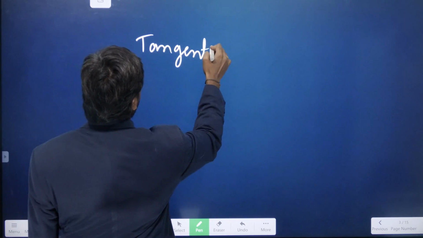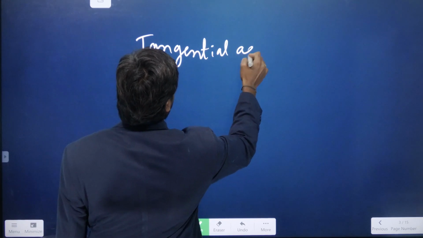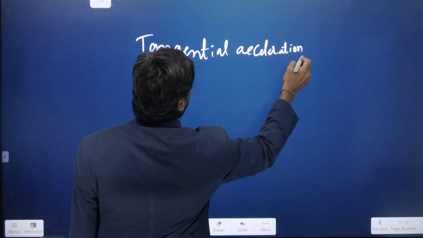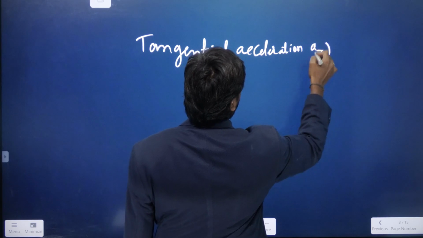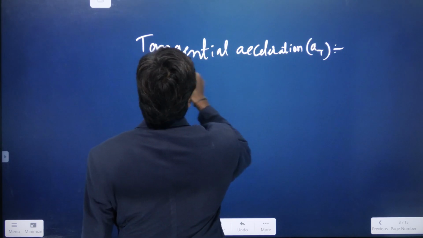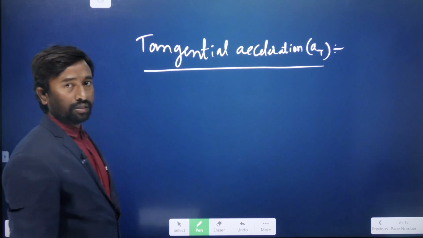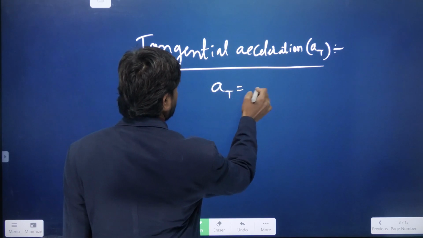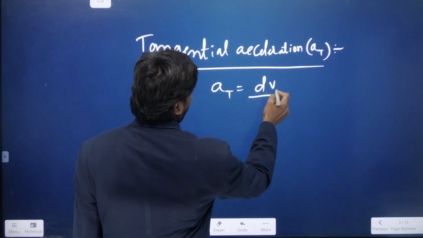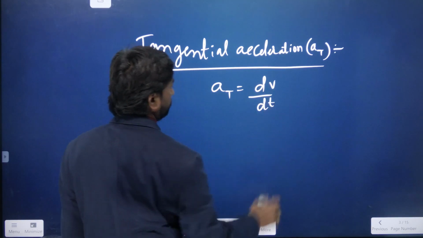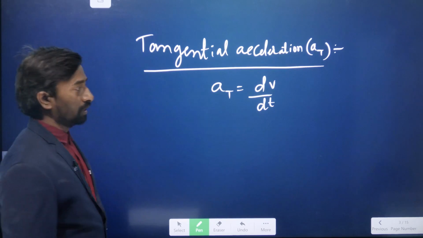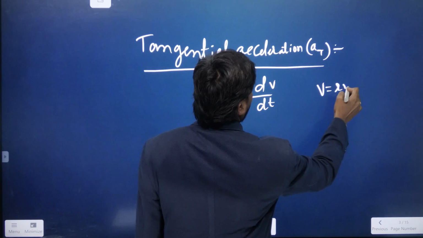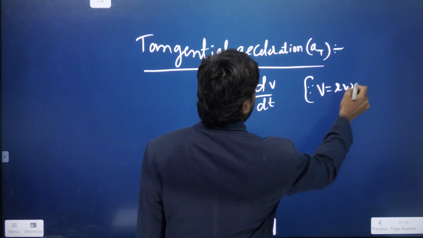Tangential acceleration. It is denoted by AT. As I said already, it is the rate of change of tangential velocity. So now we can write that AT is equal to dv by dt. Then we have the relation between linear velocity and angular velocity, v.